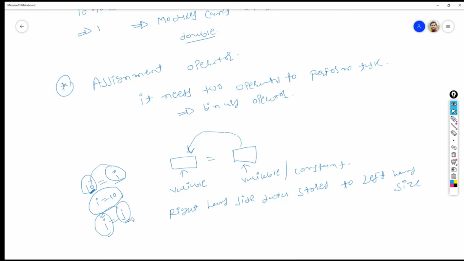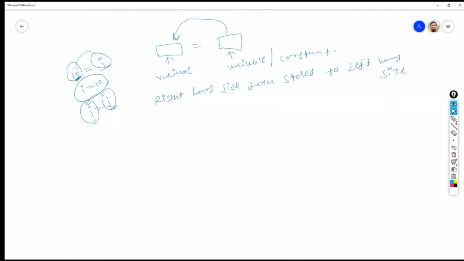We have already seen this in the arithmetic operators. Suppose I do it this way: I is equal to j is equal to 10. So what will happen? I is 10, j is 10. Yes, exactly. I and j both will be assigned 10. Here j will be assigned 10, and whatever the j data is will be assigned to I. So this is right to left assigning.